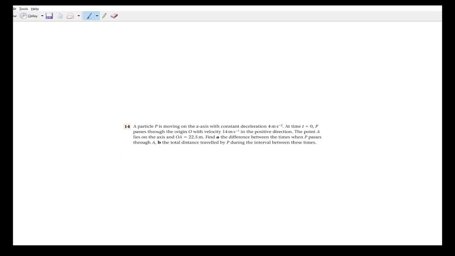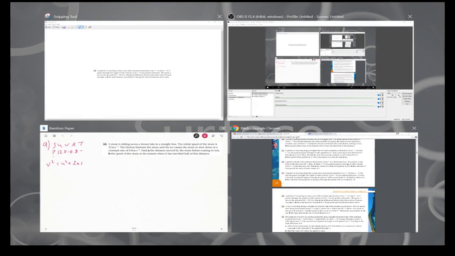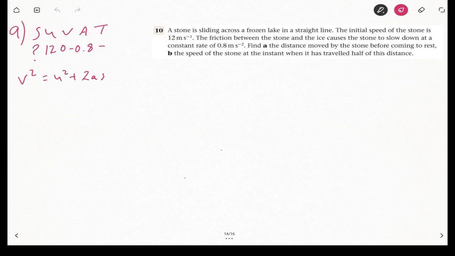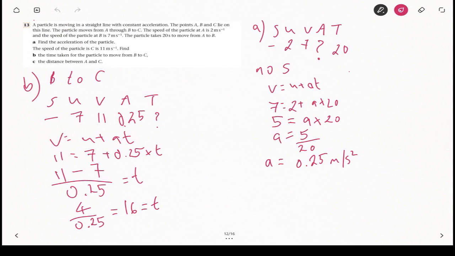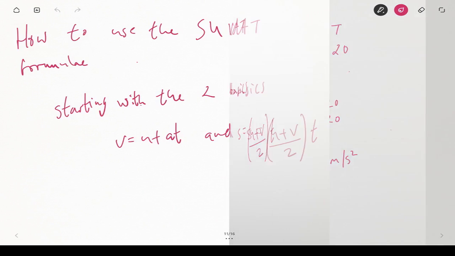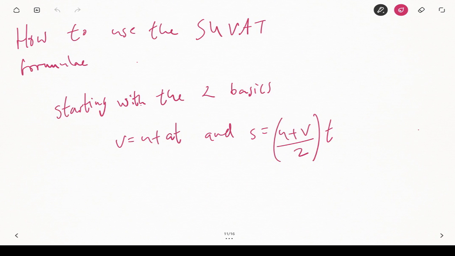Okay, what we're going to do now is look at a couple of ways to apply the SUVAT equations. Just to remind you, we're going to start with the two basic equations: v = u + at, and s = ((u + v) / 2) × t.